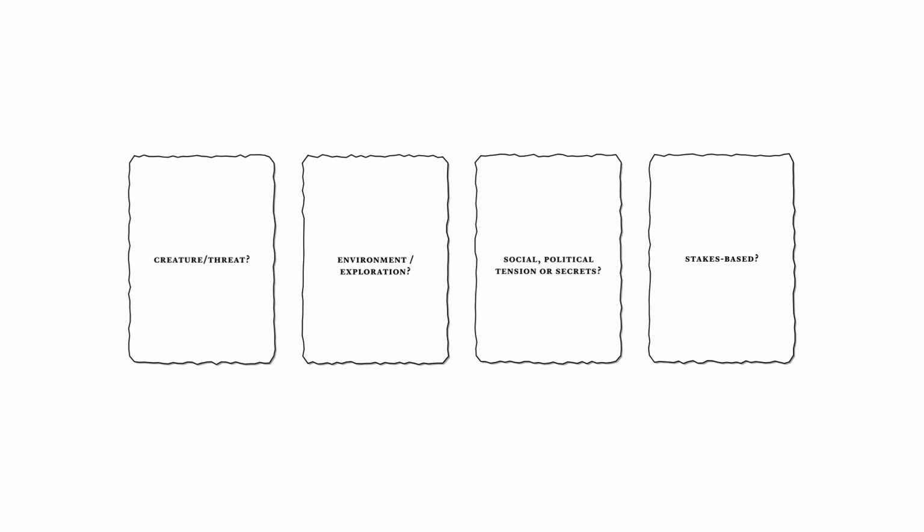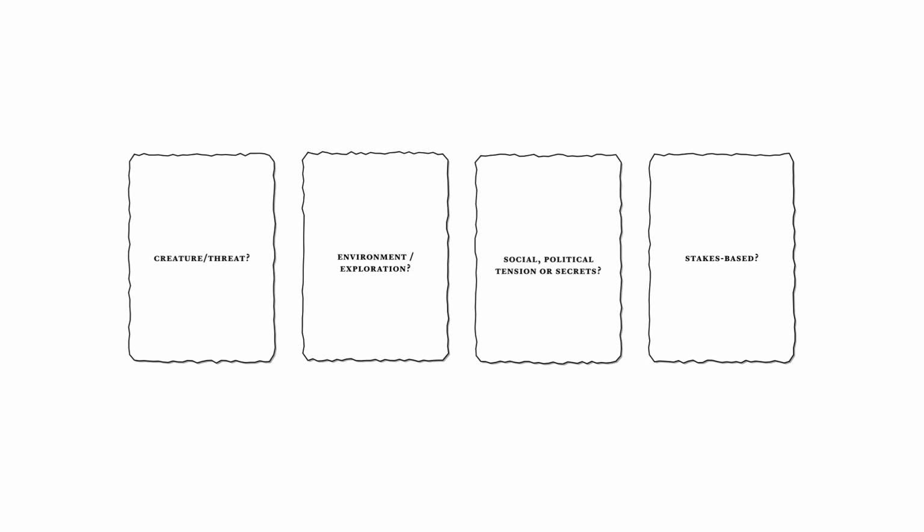First, ask a yes or a no question. This part really depends on your narrative. It could be a creature or a threat question. It could be an environment or an exploration question. It could be something about the social or political tension. It could be about secrets. But particularly for Mythic, it could also be a stakes-based question. Stakes-based questions are excellent for Mythic because they actually resolve the uncertainty of narratives, particularly for solo RPGs.